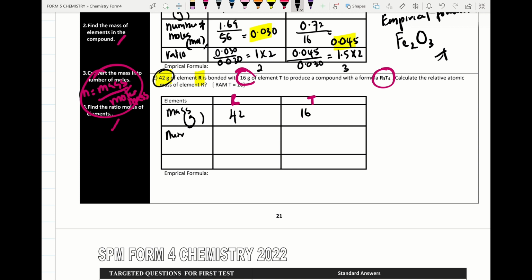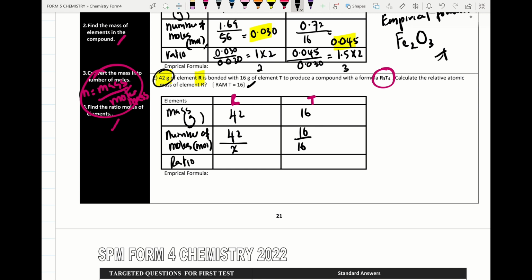Alright, we try to find the number of moles. The unit will be mole. So I take 42. We check whether the RAM is given or not. Here only the RAM of T is given. R is not given, so I represent it with X. This one is 16 divided by 16, so we leave it like that. And for the empirical formula, find the ratio.